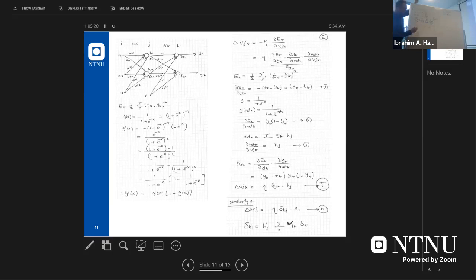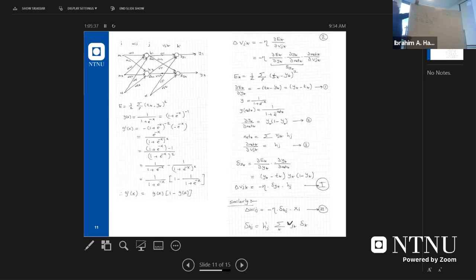So now we need to get partial y by partial net. In fact, it will be y times 1 minus y, correct? Look, in the last line here, g dash equals g times 1 minus g. So this is the partial y by partial net.